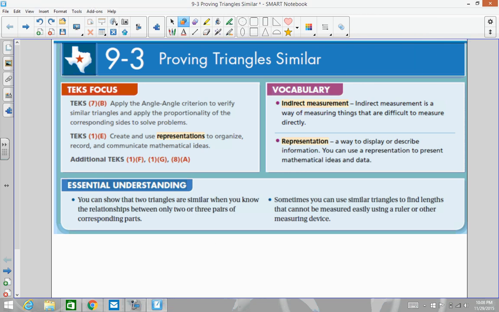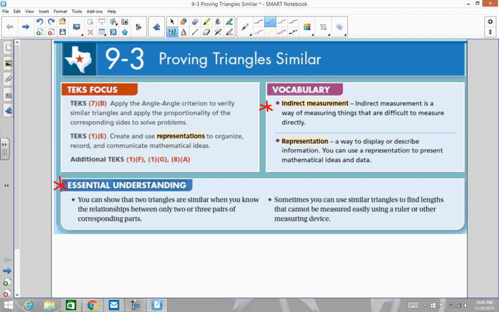Welcome to Geometry Pre-AP. Tonight we're going to talk about proving triangles similar. We're going to have a bunch of practice with this in class. So first thing I want you to make sure you do is write down the essential understanding. You won't have to do any of the direct vocabulary, though this might be a nice one to have: indirect measurement.